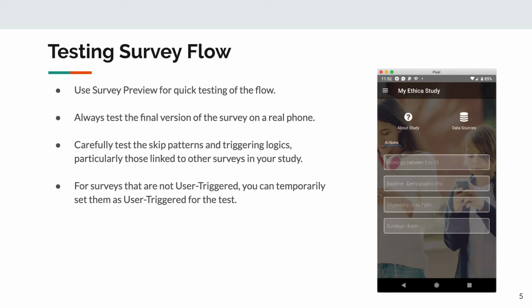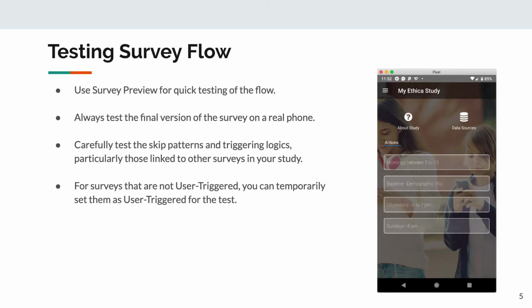The best flow we have found to test it the fastest way is that while you're just adding questions, you can use survey preview to quickly test whether this is what you intended. When you have added all the questions that you needed, then it's good to test it on a real phone and make sure that you test all the skip patterns and triggering logics.